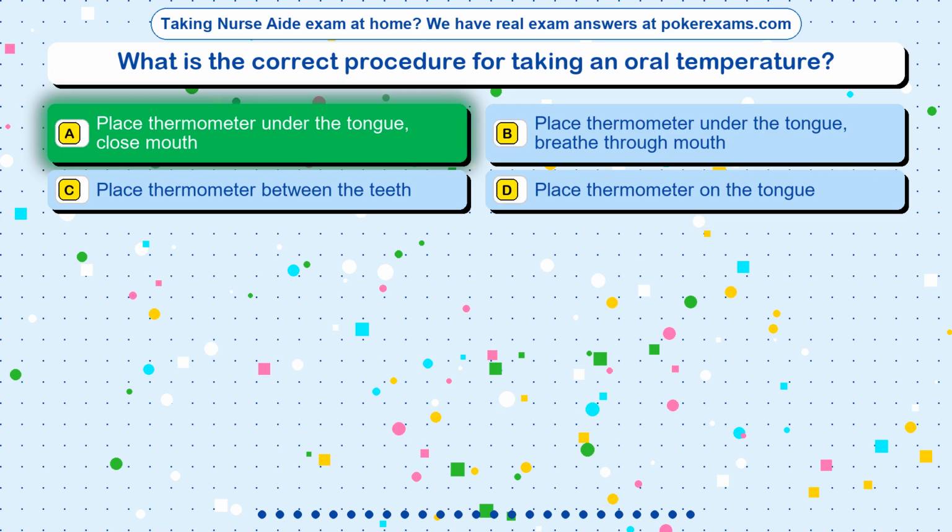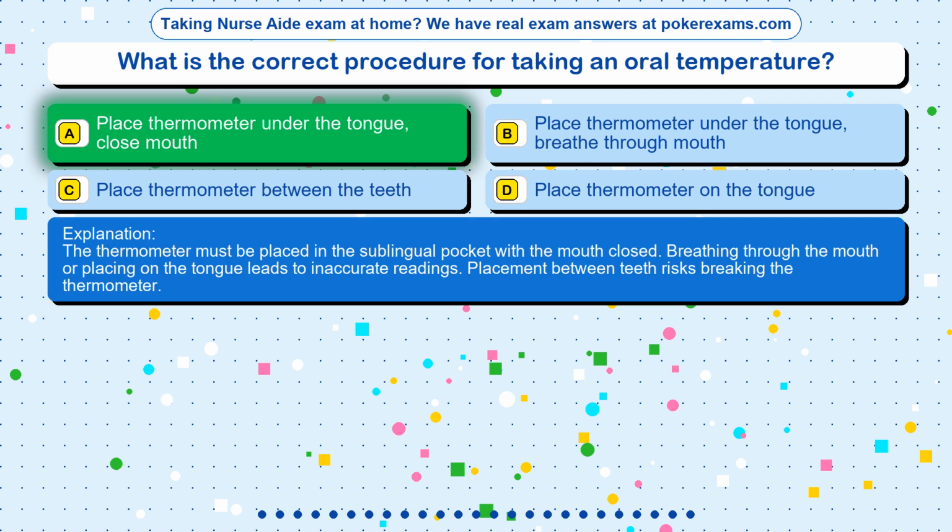The correct answer is option A. Place thermometer under the tongue, close mouth. The thermometer must be placed in the sublingual pocket with the mouth closed. Breathing through the mouth or placing on the tongue leads to inaccurate readings. Placement between teeth risks breaking the thermometer.